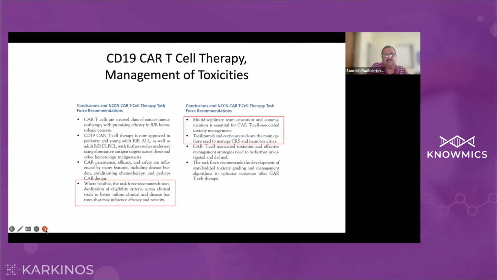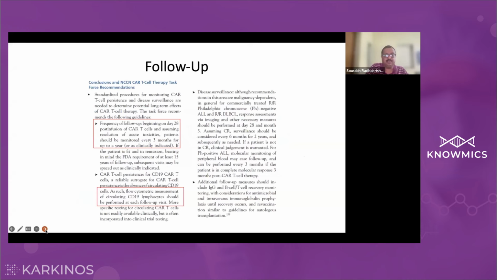Now, toxicities are multiple, as I mentioned before. So what NCCN, the standard guidelines for malignancy management, say is that a multidisciplinary approach is always required for CAR T cell toxicity. It's not going to be the oncologist alone who is going to manage it. And tocilizumab and corticosteroids are our main options for most of our toxicity with CAR T.